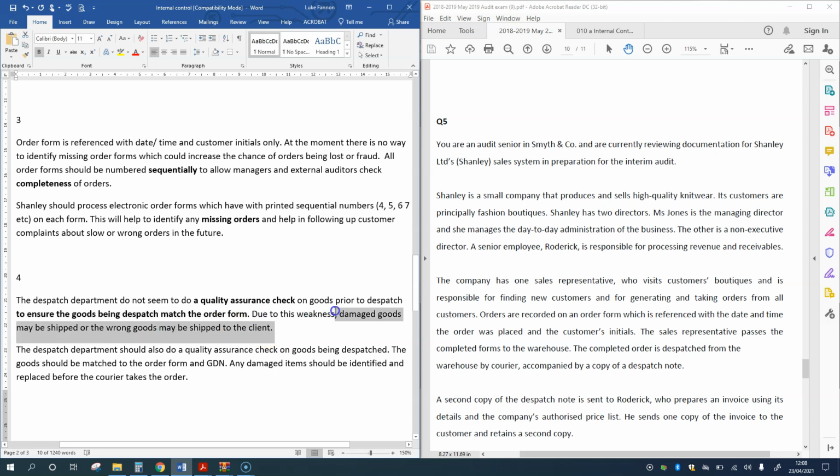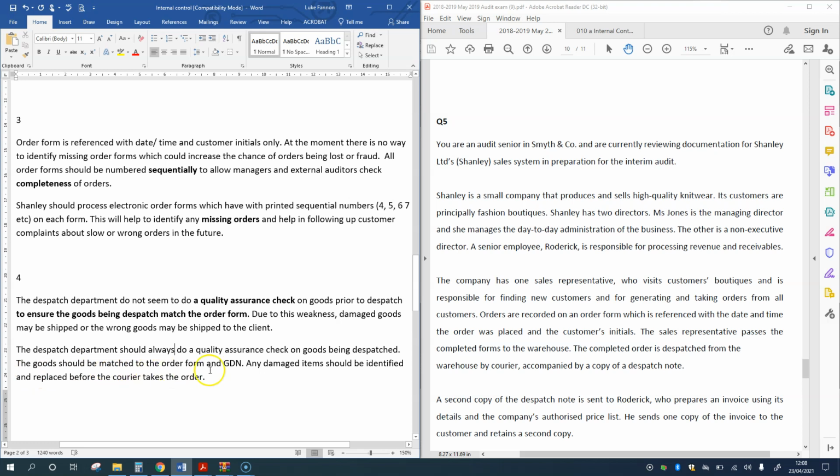And then this is you explaining why it's an issue. This is kind of the implication of it. Damaged goods may be shipped. And then this is the recommendation: should do a quality assurance check on goods. So don't say sample or spot checks. Just tell them to do it each time. I didn't mean to say "also" there. I'd say always.